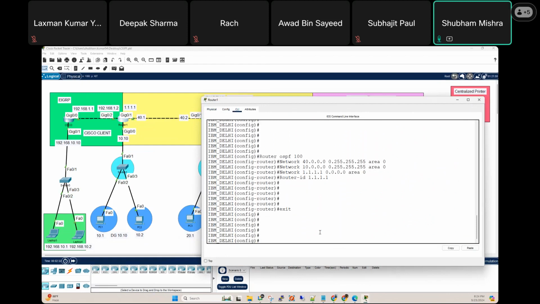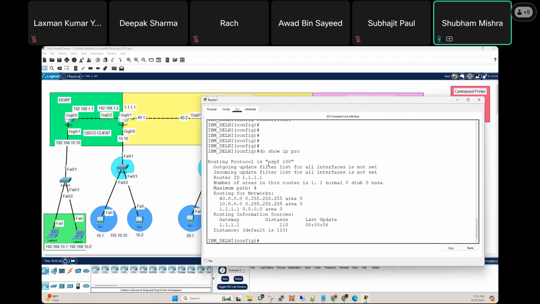Done. Show IP protocol. OSPF 100 I configured. Network is 40, 10, and 1. Done. And what is the router ID? 1.1.1.1. Done, everyone? Any question?